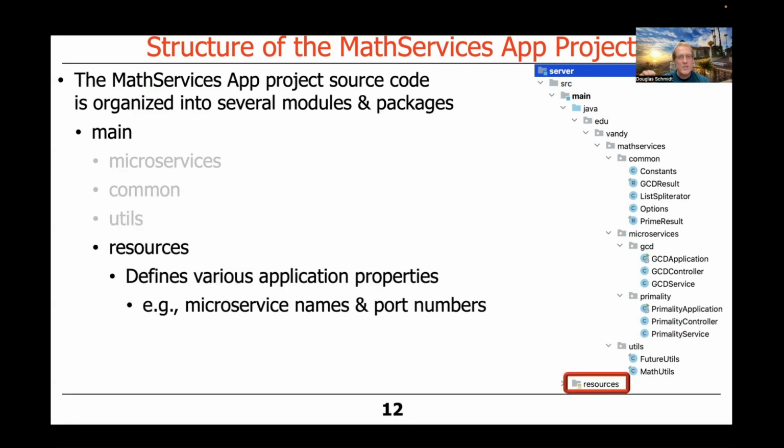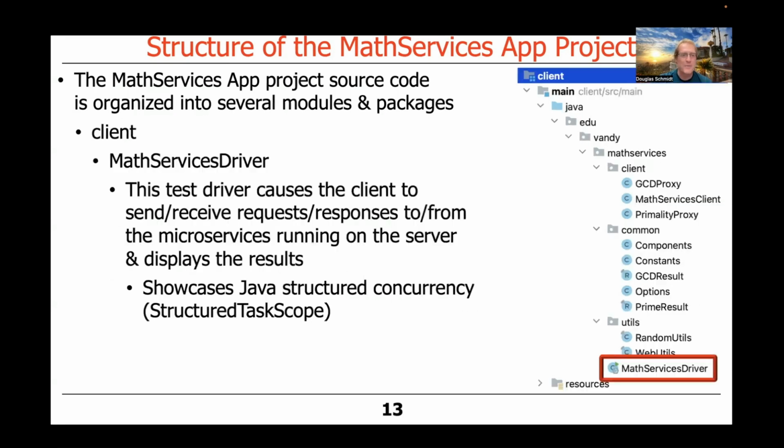And then finally, there's a resources folder that defines various application properties that are important. In this particular case, it's the names of the microservices as well as the port numbers for those microservices. And we'll take a look at that a little bit later. We move those out of the code and into the resources file so it can be configured more flexibly.